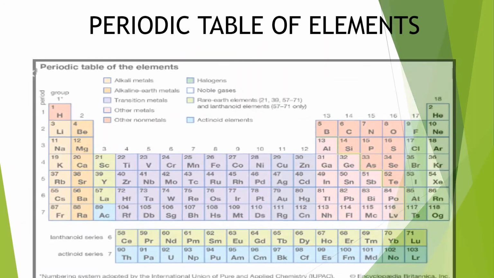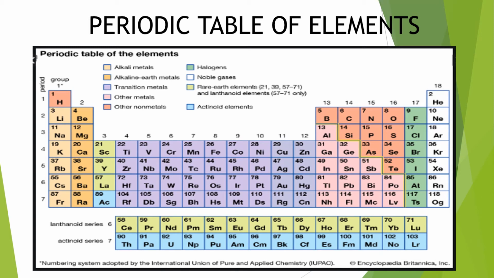First, let us study the features of the periodic table of elements. As you can see, the periodic table of elements is arranged according to increasing atomic number. So atomic number is the same as the number of electrons. For example, sodium has atomic number 11 and also it has 11 electrons. Another example is sulfur. It has 16 electrons and atomic number 16.